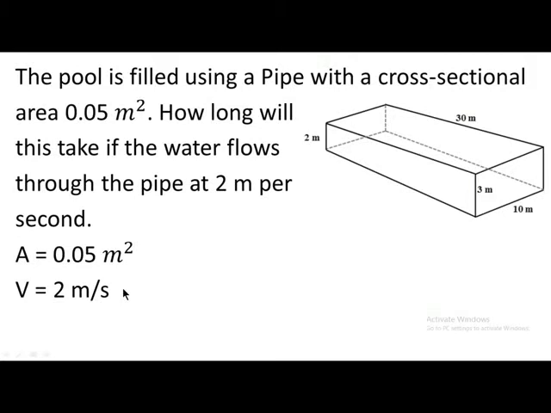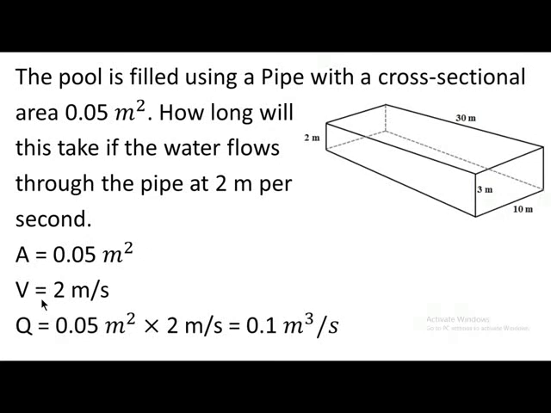The formula of discharge is Q equal to V times A, where Q is the discharge, V is the velocity, and A is the cross-sectional area. From the equation, we already know that the cross-sectional area is 0.05 meters square and the velocity is 2 meters per second. It comes from this one: the pipe at 2 meters per second. Now we can find the discharge of this water.